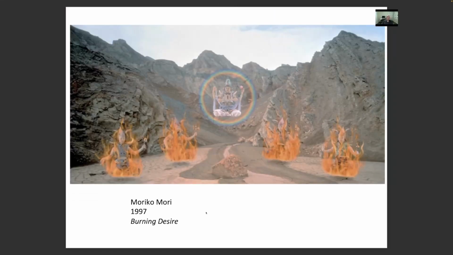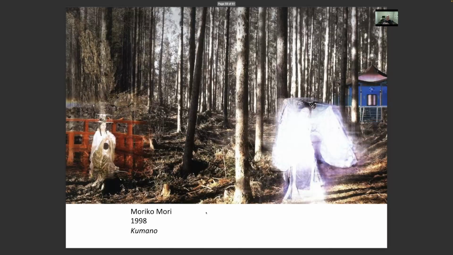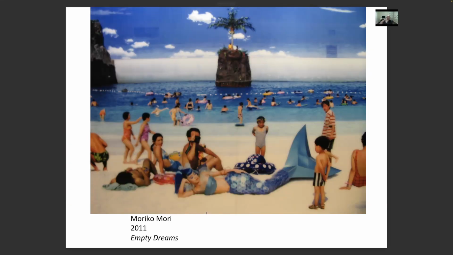Mariko Mori, she's a Japanese fashion designer. So if any of you are interested in fashion and how that might correlate with the visual arts, you might want to check out her. This is a series of photoshops that she did, turning herself into various goddesses or mythological figures. Here she is as a mermaid.